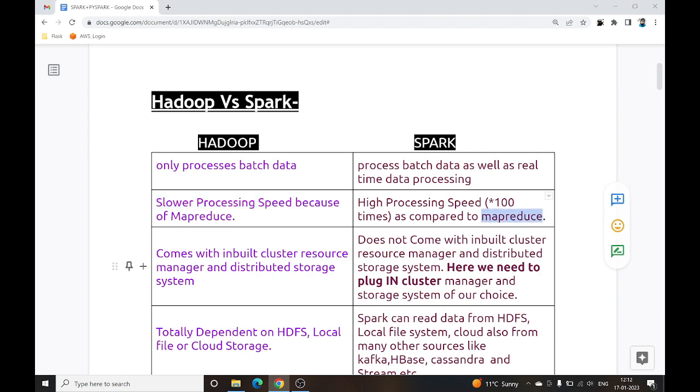Comes with inbuilt cluster resource manager. As we discussed, in Hadoop there was one inbuilt resource manager known as Yarn. But in case of Spark, we do not have any inbuilt cluster resource manager; here we need to plug in the cluster. You have many choices, either you can use Yarn or any other thing. So this is something which differs from Hadoop.